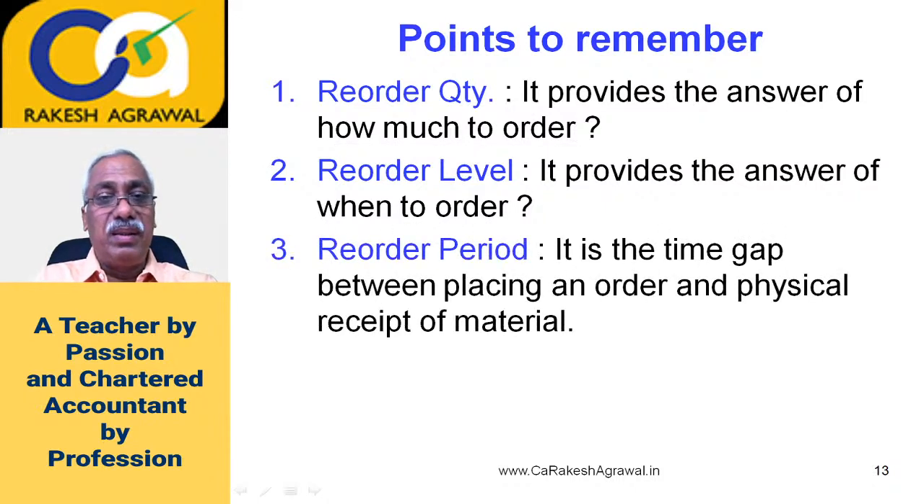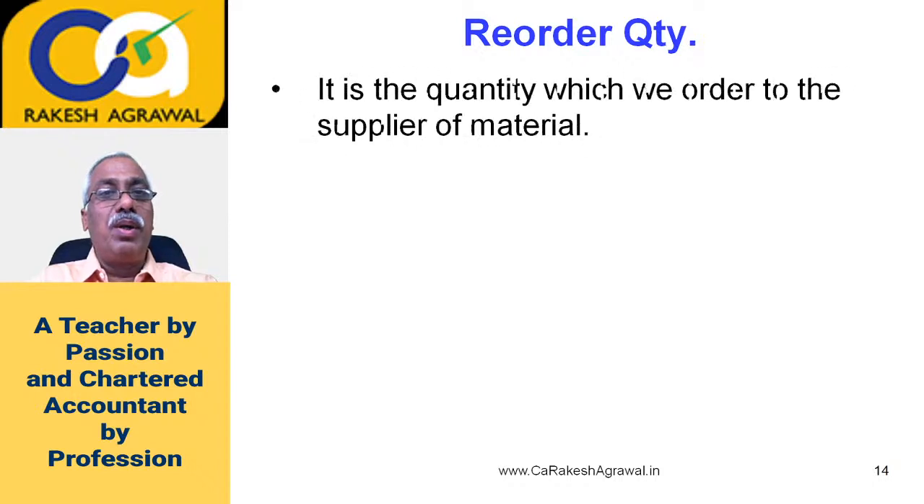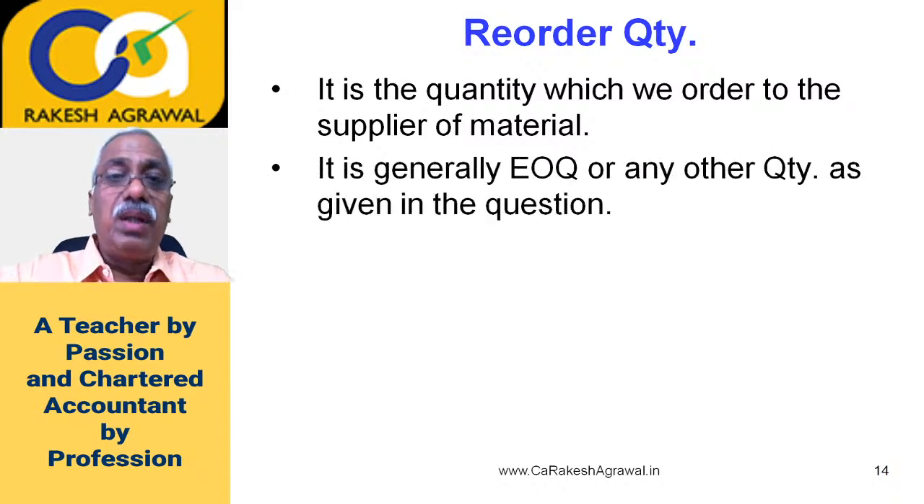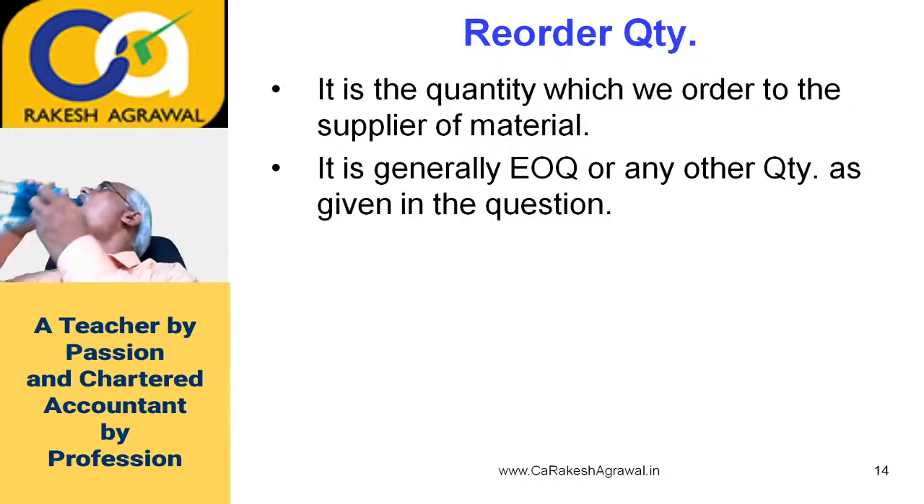And reorder period is the time gap between placing an order and physical receipt of material. So the time gap between when we place the order and when the supplier delivers, that gap between placing an order and actual receipt of material, is reorder period. Reorder period is also known as lead time. Now let us discuss in more detail. Reorder quantity is the quantity which we order from the supplier of material. Every time we order this much quantity. It is generally EOQ, calculated using Wilson's formula of EOQ.